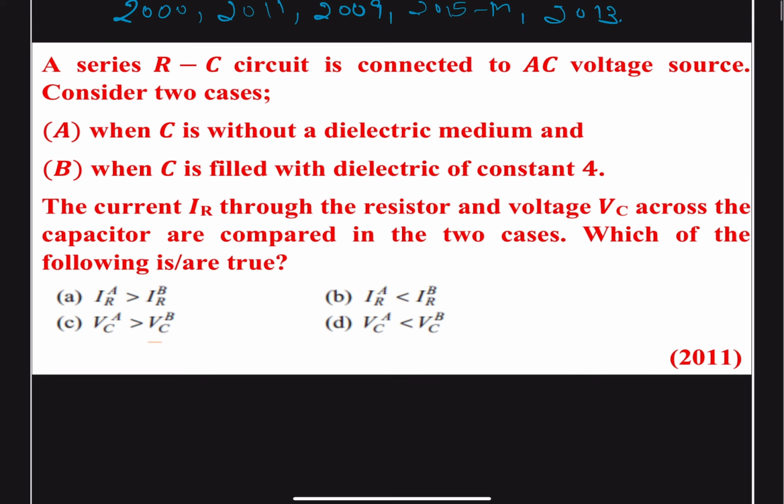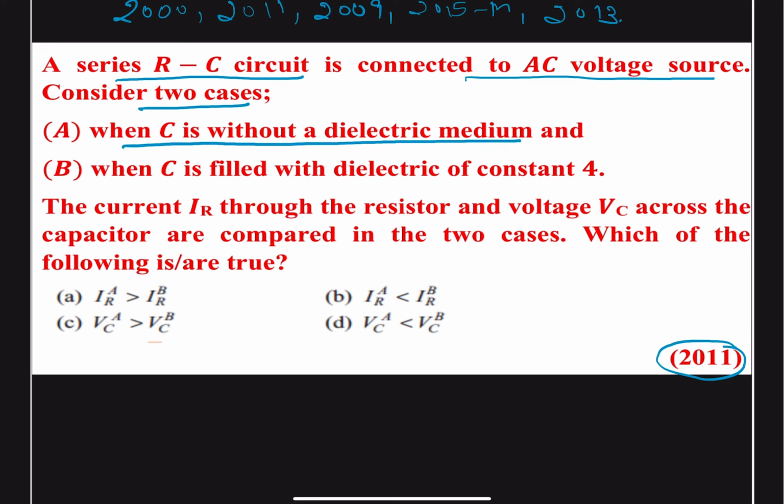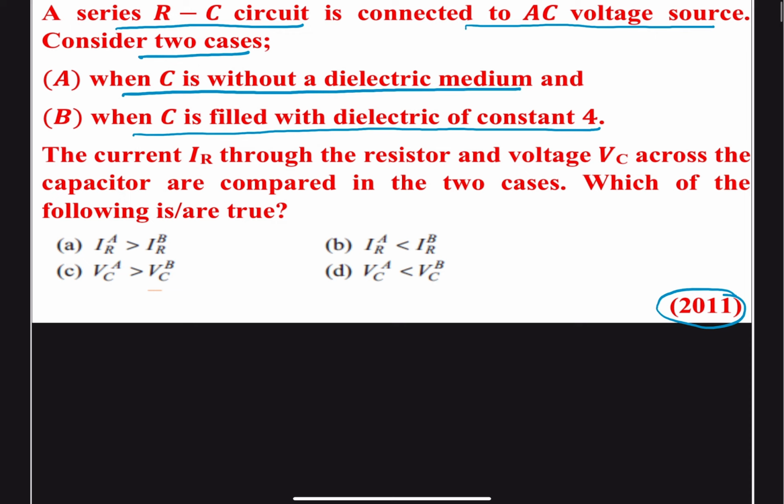So in the first question, which was asked in the year 2011, it is given as: a series RC circuit is connected to an AC voltage source, considering two cases: when C is without a dielectric medium and when C is filled with a dielectric constant of 4. The current IR through the resistor and voltage VC across the capacitor are compared in the two cases. Which of the following is or are true? So this can be a multi-correct option question also.